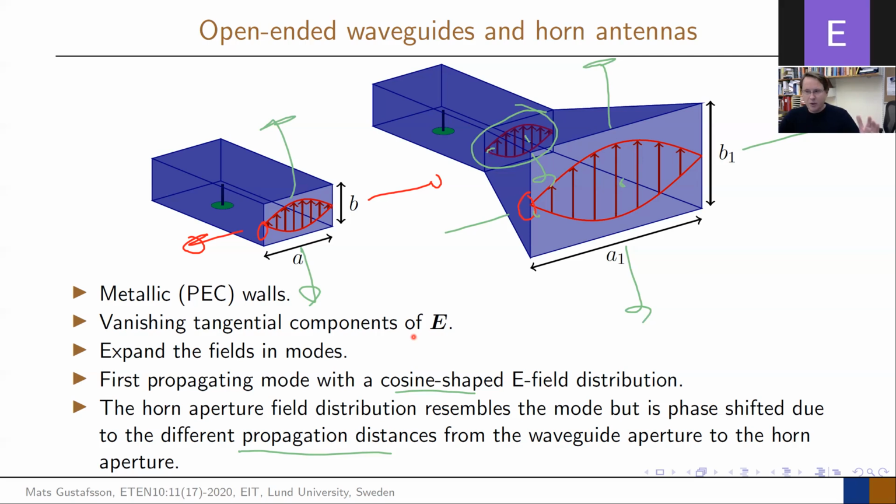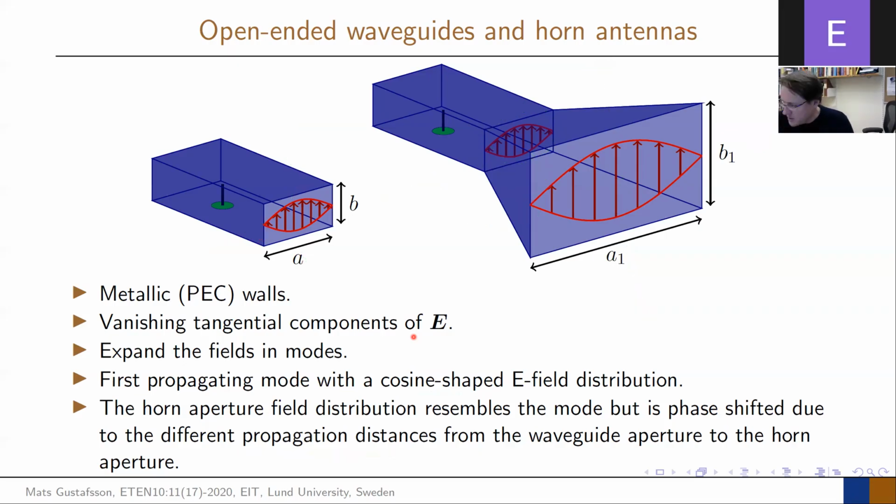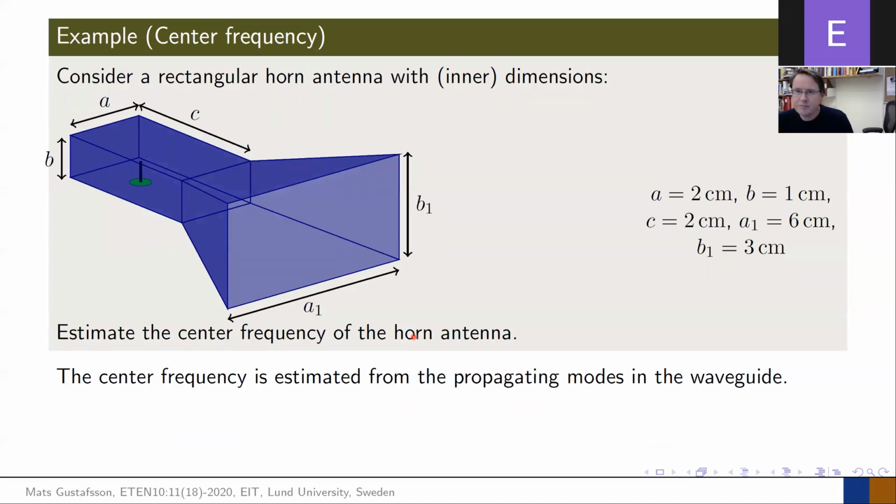And that means that it's a larger aperture that radiates, which means you increase the directivity and decrease the bandwidth of the structure. So you get a bigger aperture to radiate. That's the basic idea of this horn antenna.